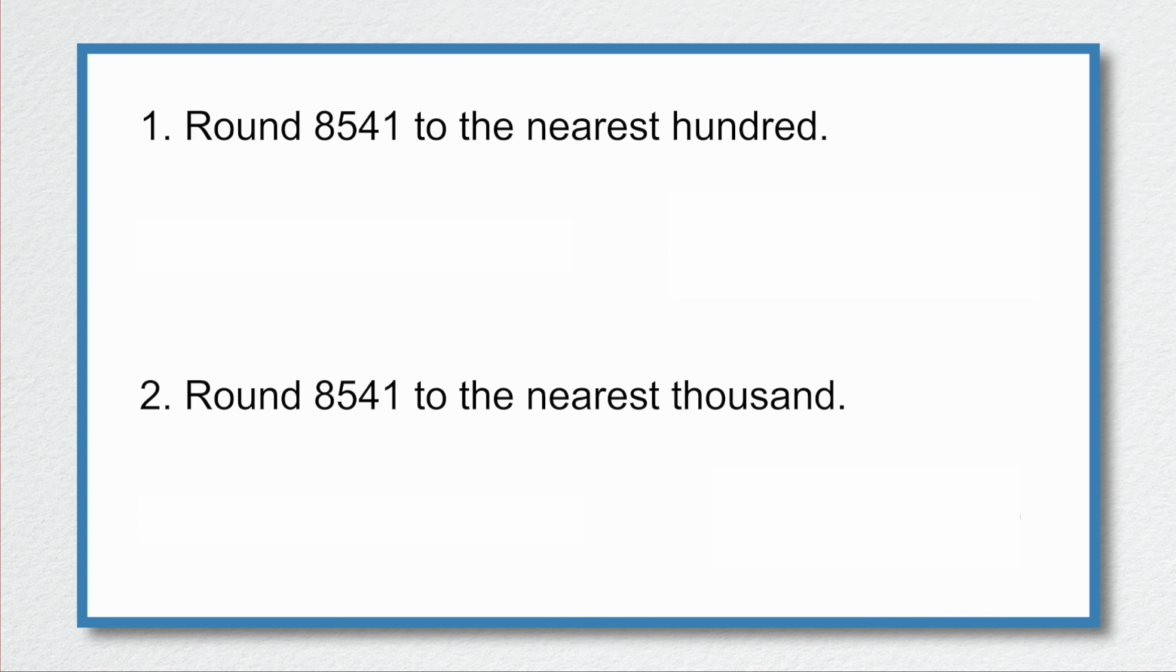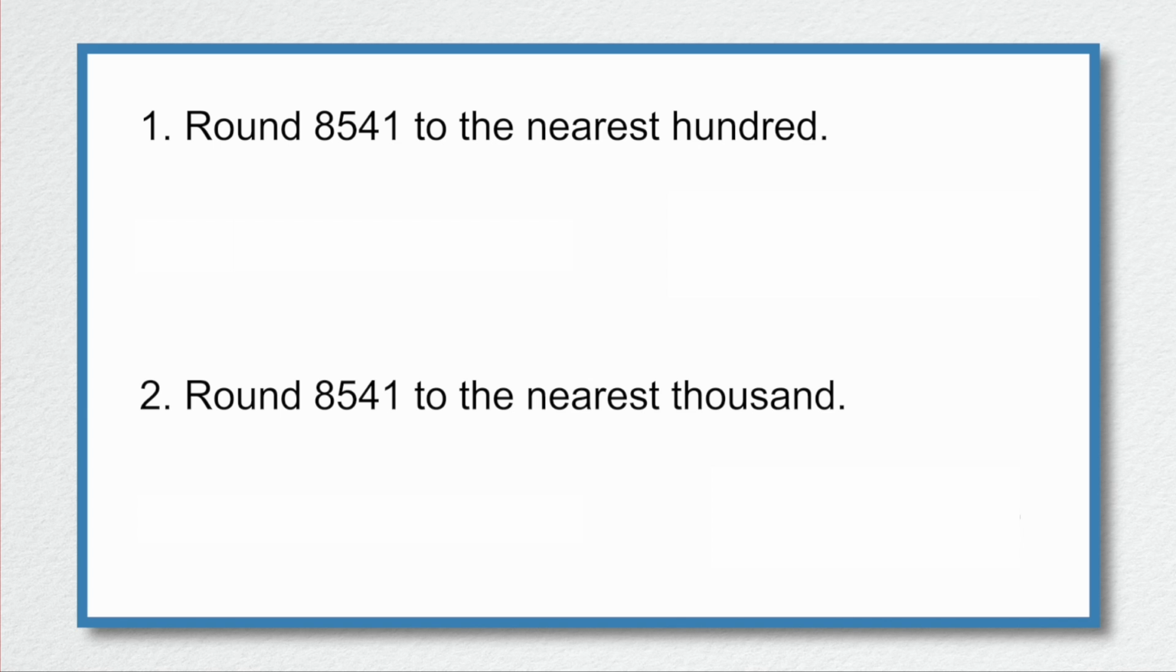Round 8,541 to the nearest 100, and round 8,541 to the nearest 1,000. Notice that the number that we are rounding is the same for both questions. But let's look at what happens when we round this number to the nearest 100 and to the nearest 1,000.